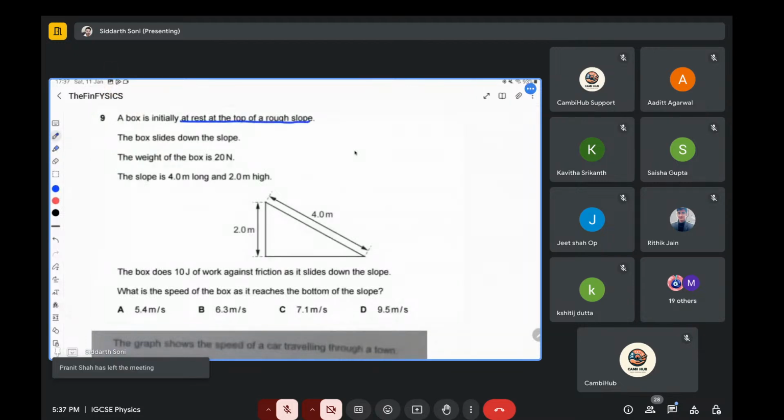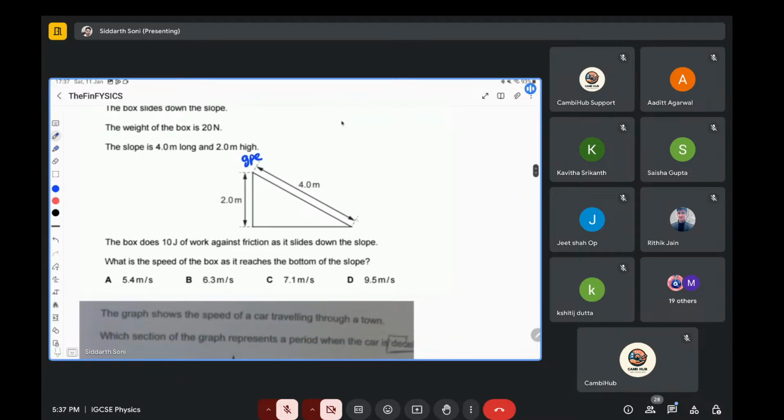A box is initially at rest. So it has GPE at the top. It slides down. Very good. Whilst it is sliding down, the GPE is getting converted to KE. But is all the GPE getting converted to KE, or is some of it getting lost in friction? If you look at this, along with 10 joules of friction.